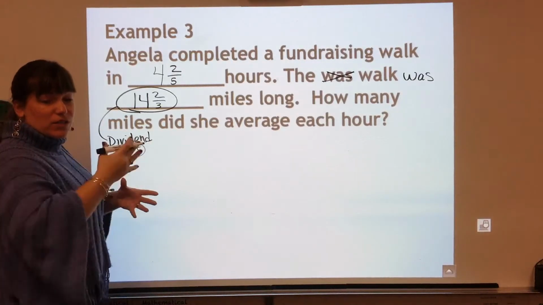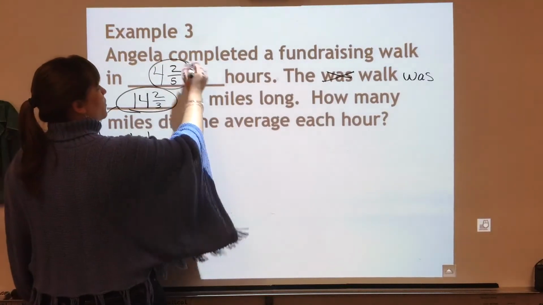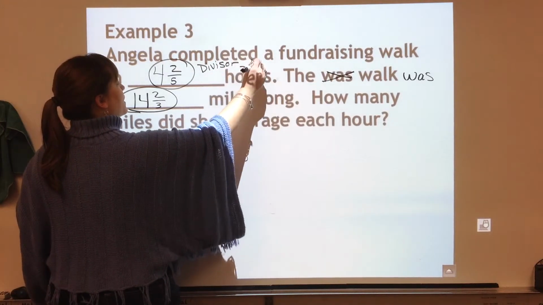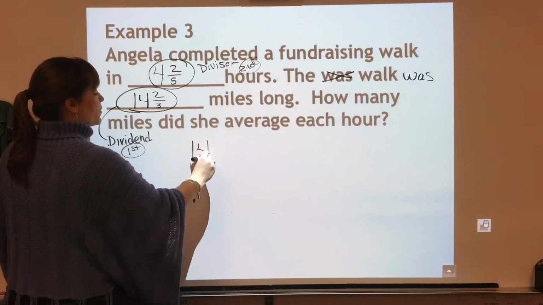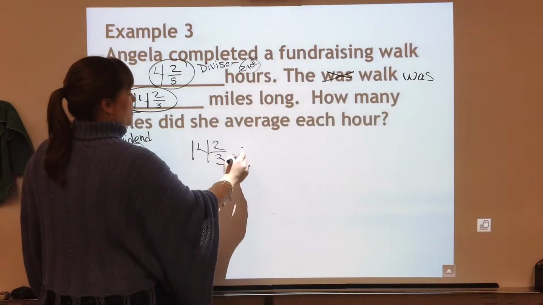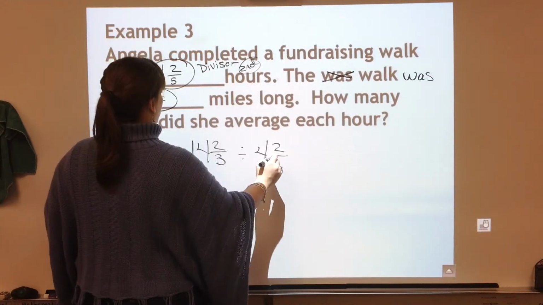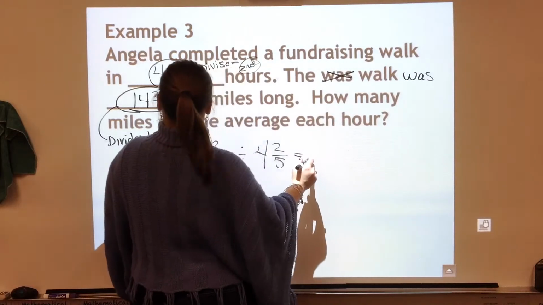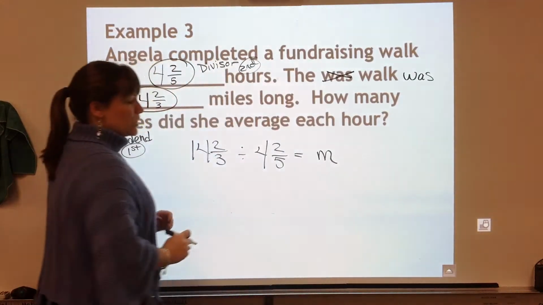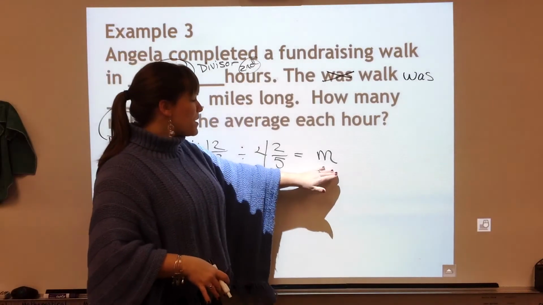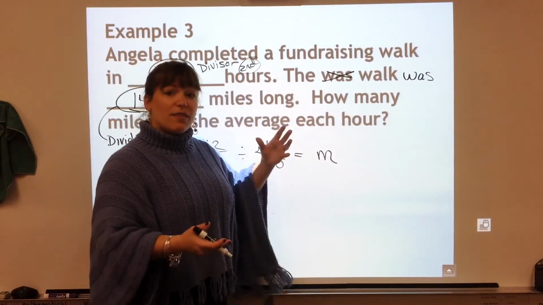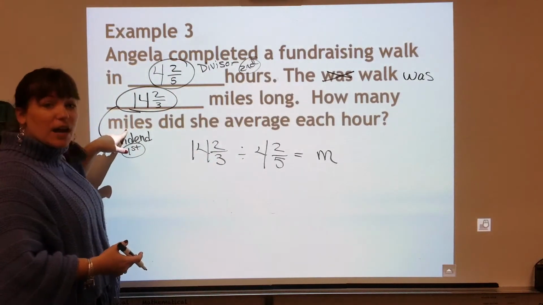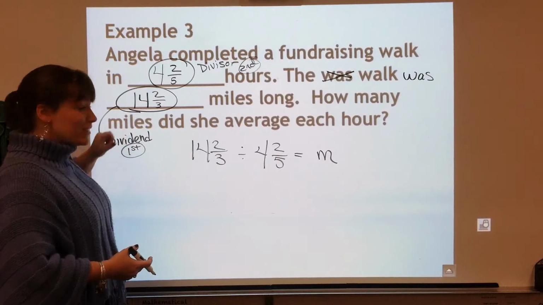How many hours did she walk? That is what we're going to be dividing it up into. This is the divisor, this is the number we write second. So our problem will be 14 2/3 being divided into 4 2/5 to find out how many miles she averaged each hour. So before I used a question mark, now I'm going to start to use a letter. That is just an unknown, and it connects with the topic of what I'm asked to find.